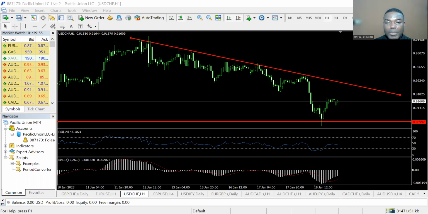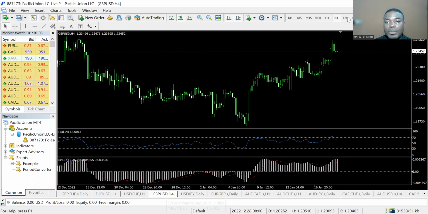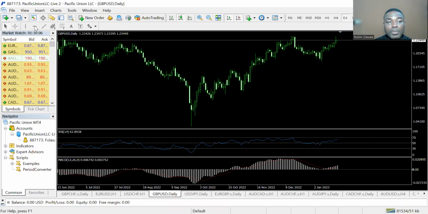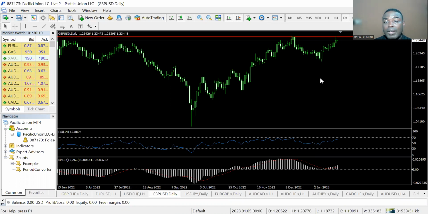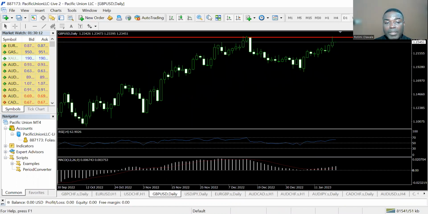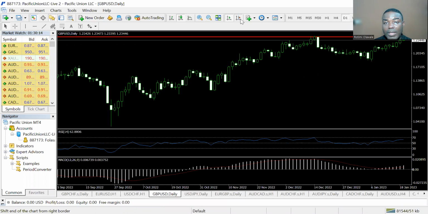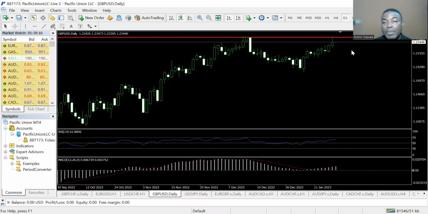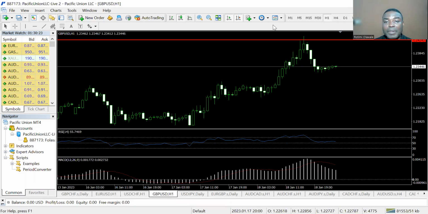And the next instrument we have to look at is the GBPUSD. Now, this is the GBPUSD. On the daily time frame, we saw that price hit a resistance level at that point, and the previous daily candle, which was yesterday's, closed more like a pin bar. Having a pin bar at a resistance level signifies a possible reversal in the market. So we can go ahead to a lower time frame.